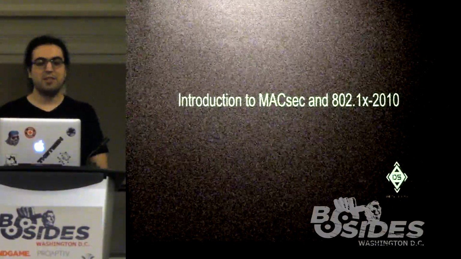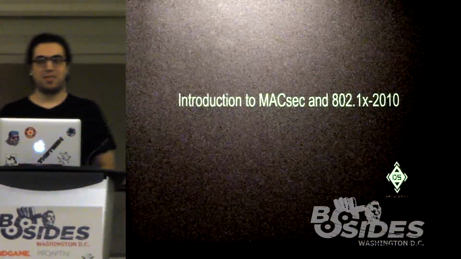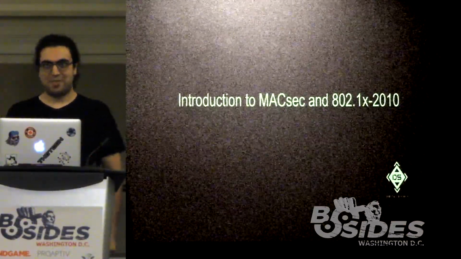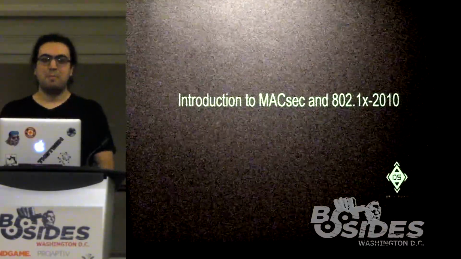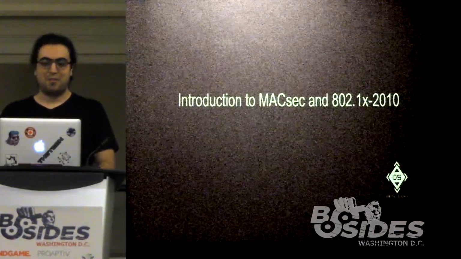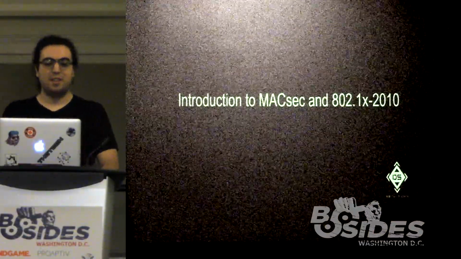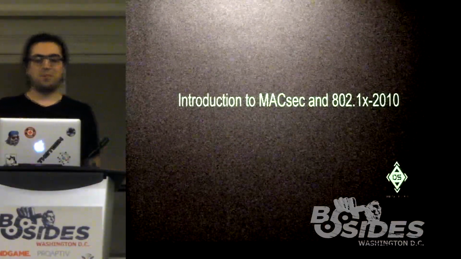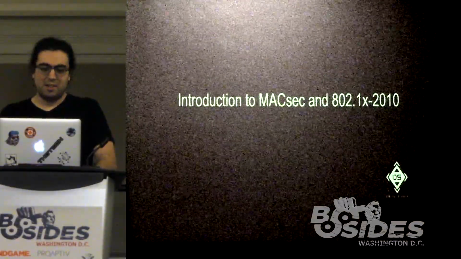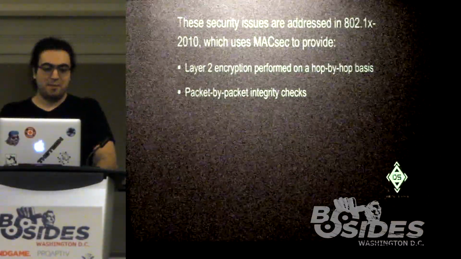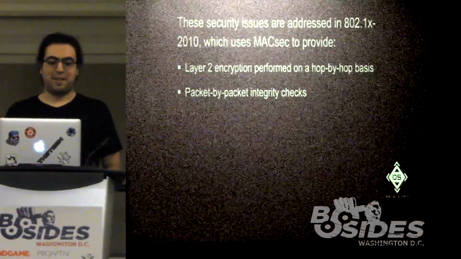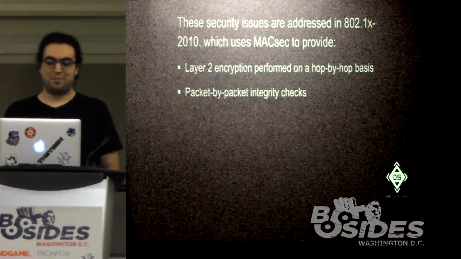To deal with this issue, there's another amendment to the 802.1x protocol, which is just starting to take off. I want to say the top 4 or 5 manufacturers of enterprise networking hardware are just starting to offer support for this in some of their higher end models. The 802.1x-2010 protocol was designed to deal with this, and the way it does so is by using something called MACsec. MACsec provides layer 2 encryption on a hop-by-hop basis, and also provides packet-by-packet integrity checks. So if a packet gets modified in any way, you'll see that.